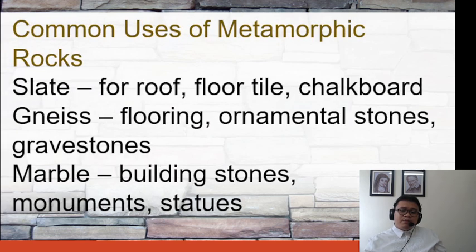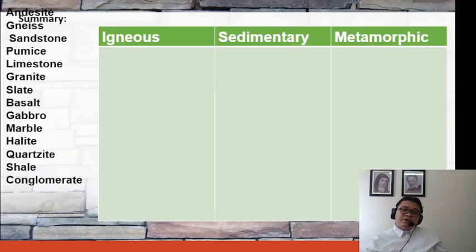And what are the common uses of metamorphic rocks? For example, slate is usually used for roofs, floor tiles, and chalkboards. Gneiss is used for flooring, ornamental stones, and gravestones. Marble is used for building stones, of course, monuments and statues. You have actually seen many of these types of metamorphic rocks already based on their uses.